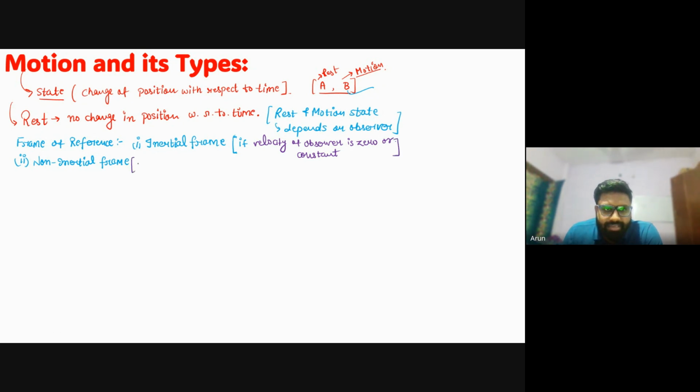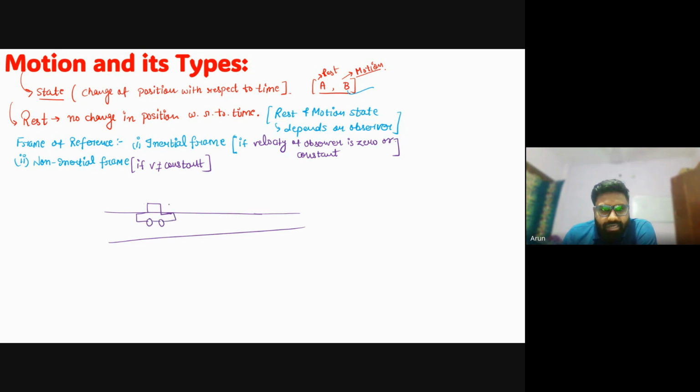But if it is varying, if the velocity is not constant and the observer is standing in a frame which has a non-zero and variable velocity, then we say that the frame is a non-inertial frame. I will take a real life example of that. Suppose this is the road that we have. On this particular track, we have a car.